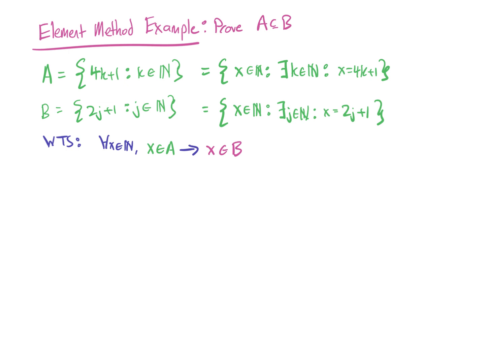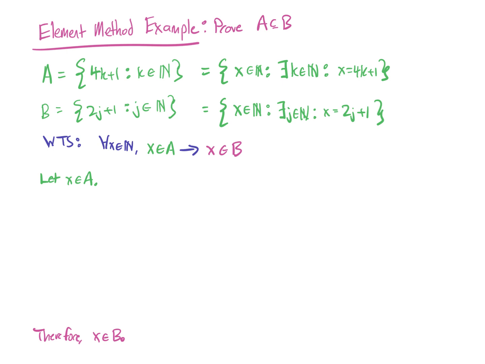I'm going to start by saying, let x be an element of A. So I start by stating my premise at the beginning of my proof, and then I'm going to say it out here at the end. Therefore, x is an element of B.